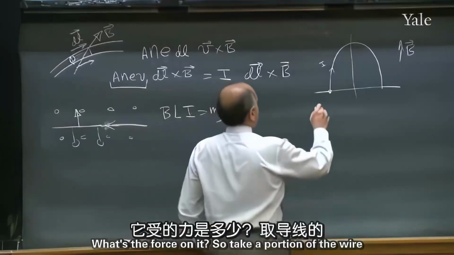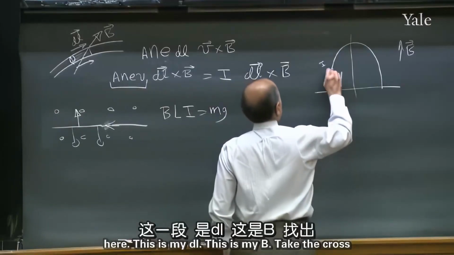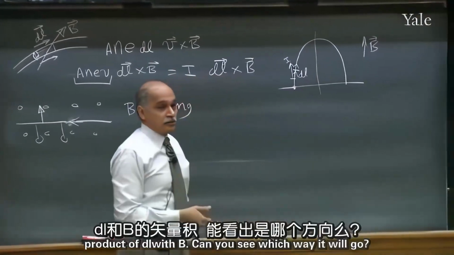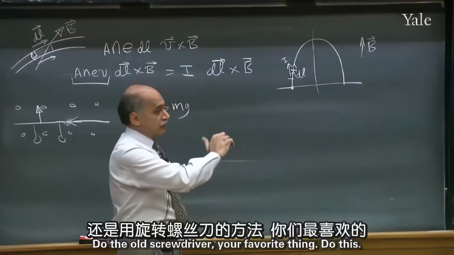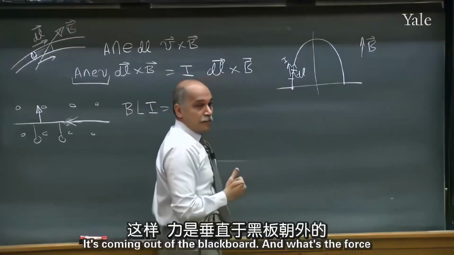So take a portion of the wire here. This is my dl. This is my B. Take the cross product of dl with B. Can you see which way it will go? Do the old screwdriver or your favorite thing. Do this. It's coming out of the blackboard.